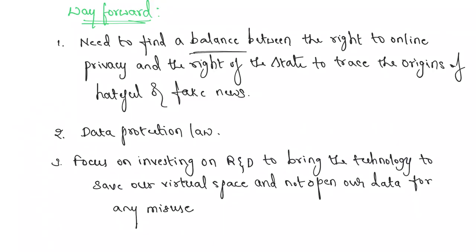Now, let us move to the way forward. We need to find a balance between the right to online privacy and the right of the state to trace the origin of fake news. To find this balance, we need to have a data protection law in practice. We also have to focus on investing in R&D to bring technology to save our virtual space and not open our data for any misuse. The government also needs to move away from relying on Aadhaar linking as a one-stop solution for all the issues. For terrorism, we can link a SIM.